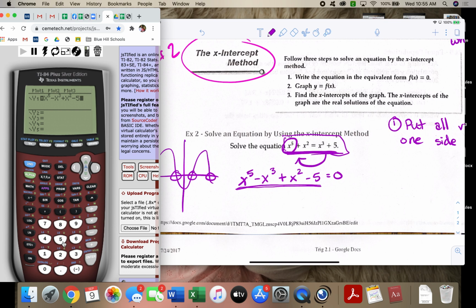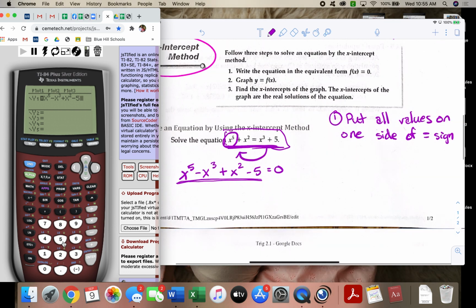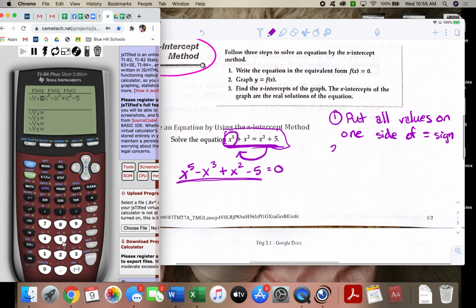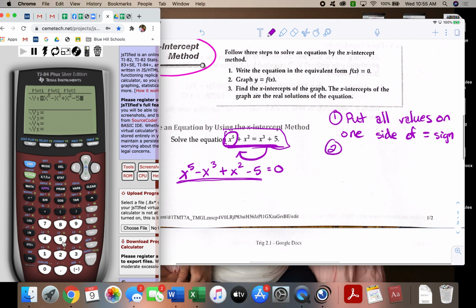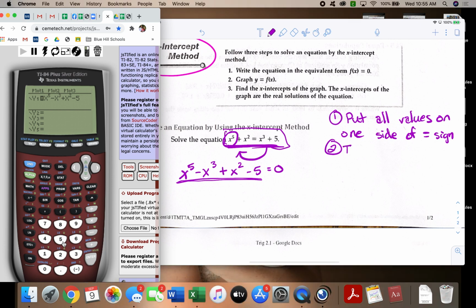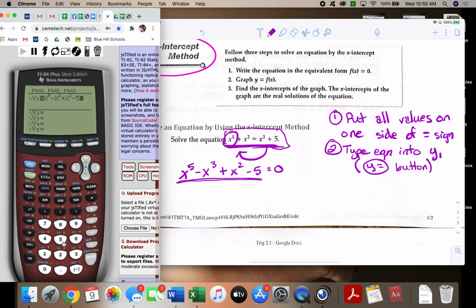Okay? So, step number 2. Do you guys like the steps? Yes. Step number 2. Type equation into y1. And if it helps, I'll put y equals button, if you need to know where the y1 is. Y equals button. Okay? So you put that one equation into the y1.